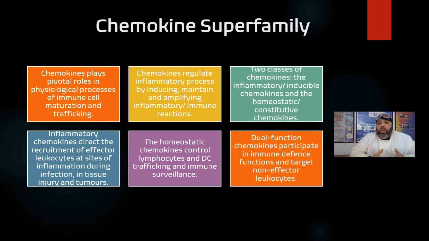Two classes of chemokines are referred to in the literature: the inflammatory and inducible chemokines, and the homeostatic or constitutive chemokines. Inflammatory chemokines direct the recruitment of effector leukocytes and lymphocytes to sites of inflammation during infection, in tissue injury, and relating to tumors, and the homeostatic chemokines control lymphocyte and dendritic cell trafficking and are part of immune surveillance. Dual function chemokines participate in immune defense functions and target non-effector leukocytes as well.